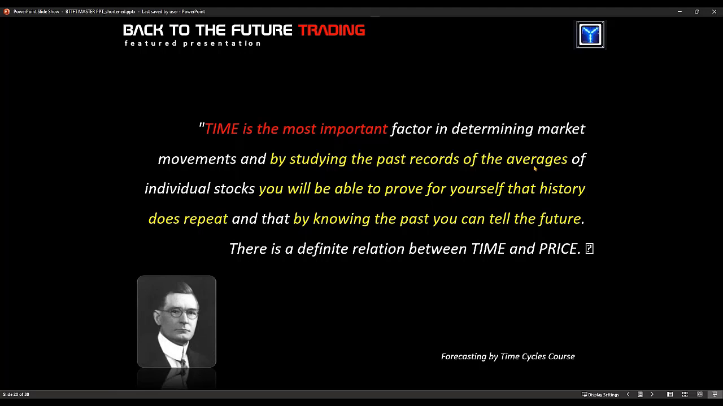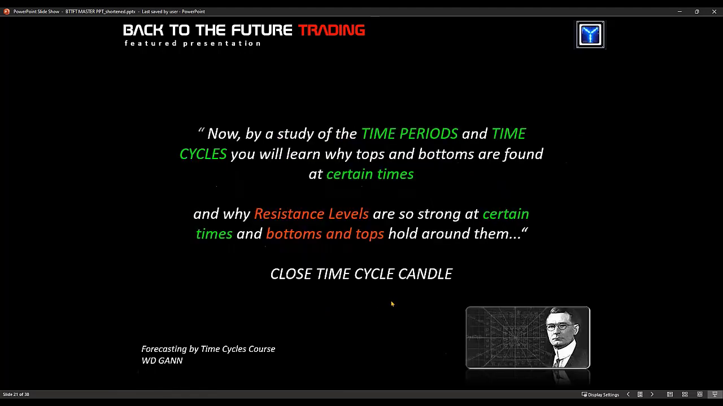Individual stocks, you'll be able to prove for yourself that history does repeat, and that by knowing the past, you can tell the future. There is a definite relation between time and price. Now, by study of time periods and time cycles, you will learn why tops and bottoms are found at certain times, and why resistance levels are so strong at certain times, and bottoms and tops hold around them.